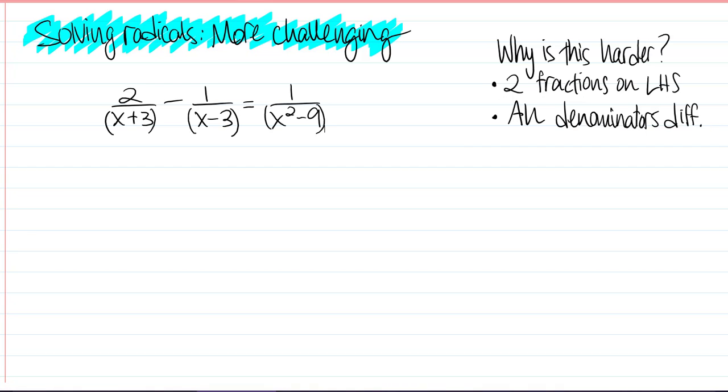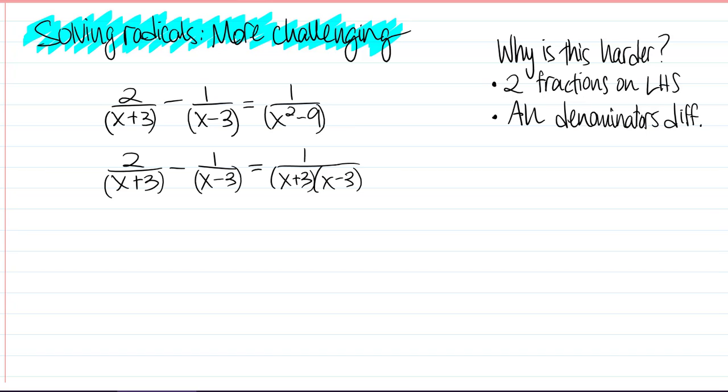If you look, you should be comfortable with the idea that x squared minus 9 might have some extra stuff in it. So I'm going to factor that real quick. You'll see my factorization in the second line here.